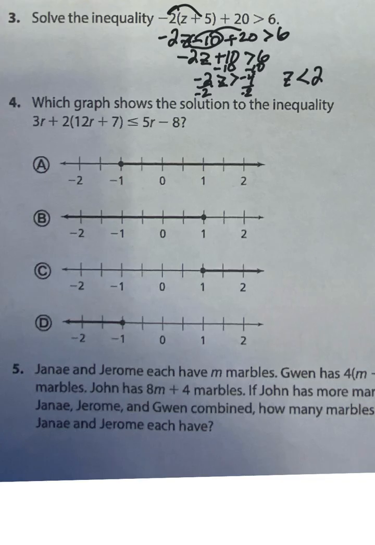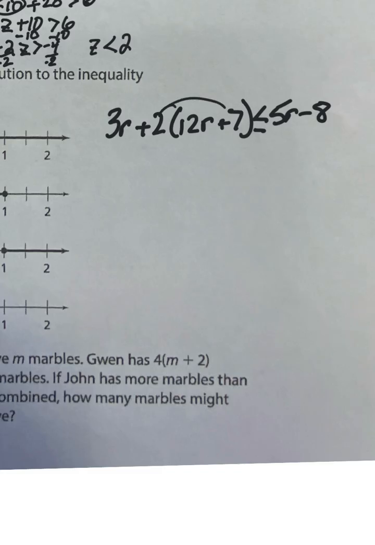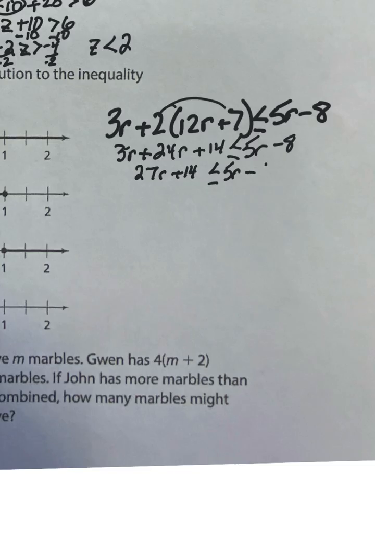For this one, there's no really quick, easy way to do this. So I'm going to just rewrite it and work it through. So I've rewritten it. I need to distribute that. So I'll rewrite 3r plus 24r plus 14 is less than or equal to 5r minus 8. So I have to put these two together. I get 27r plus 14 is less than or equal to 5r minus 8.